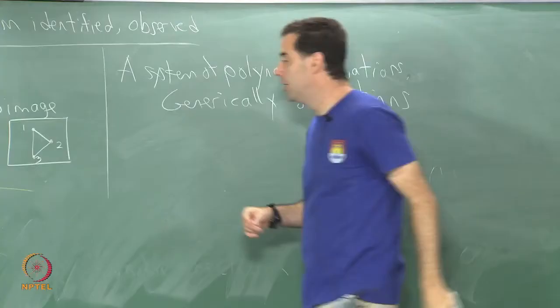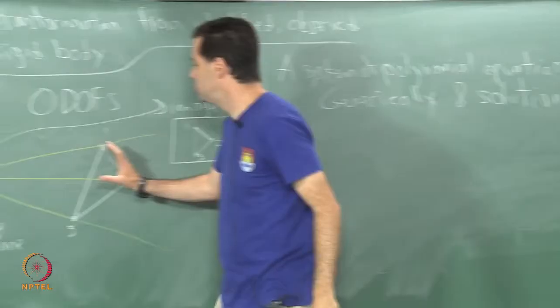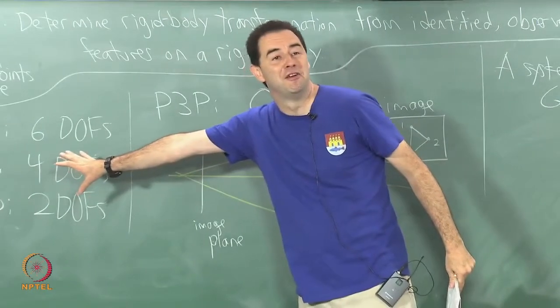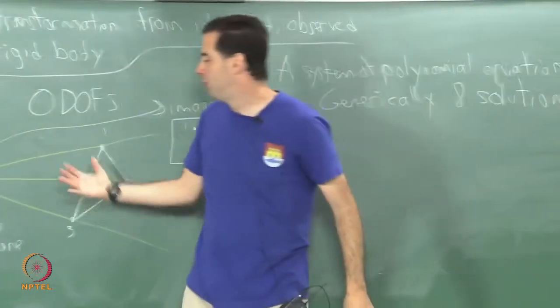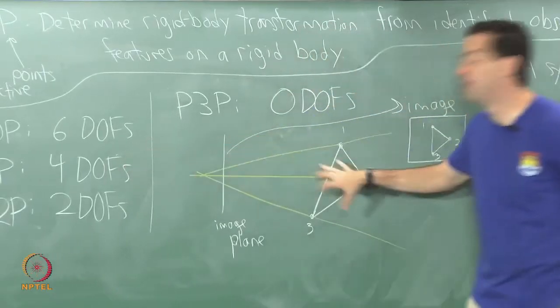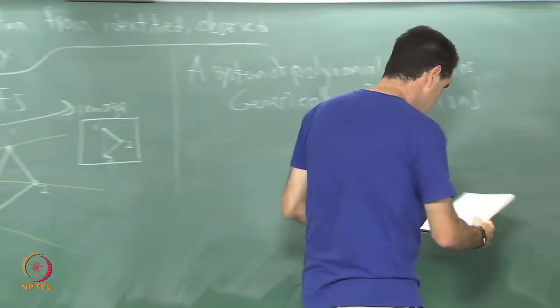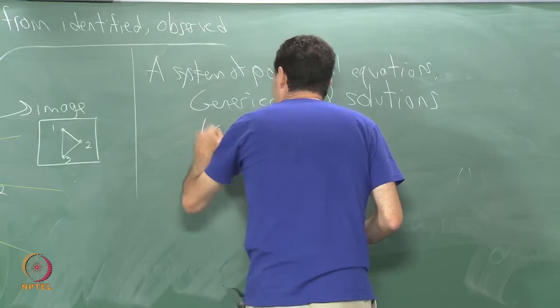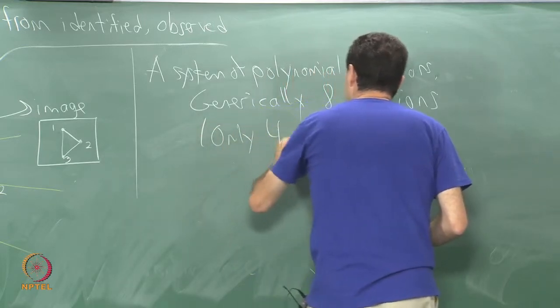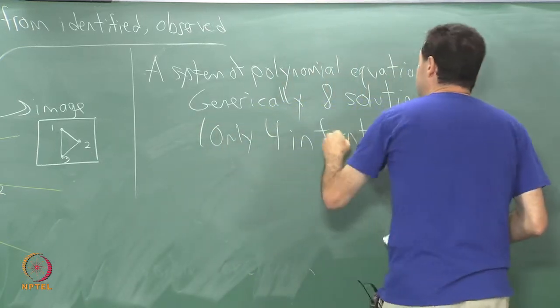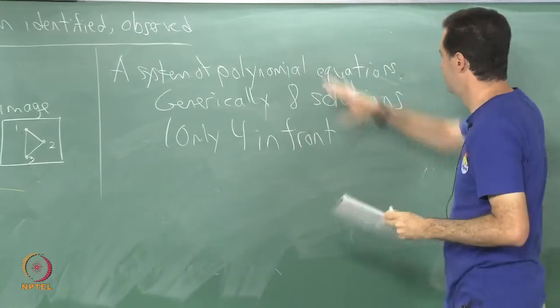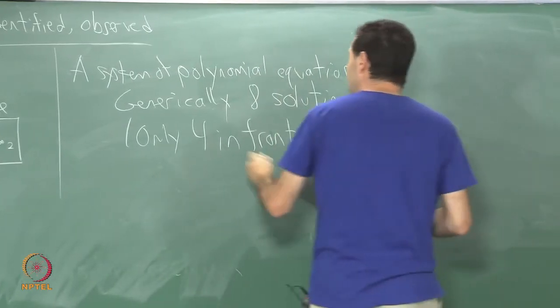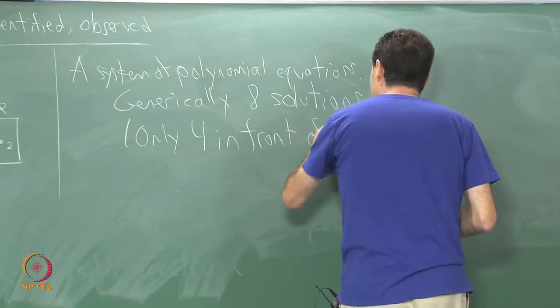It turns out that 4 of the solutions will be on the other side of the lines here. So you'll have 4 behind the focal point and 4 in front of the focal point. So in reality, you'll get only 4 in front. That's if you set up lines in your system of equations here. So only 4 in front of the camera.